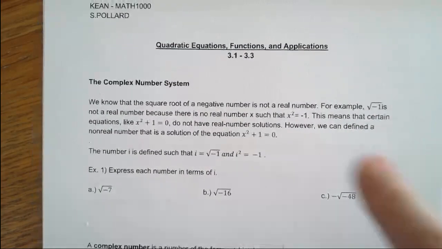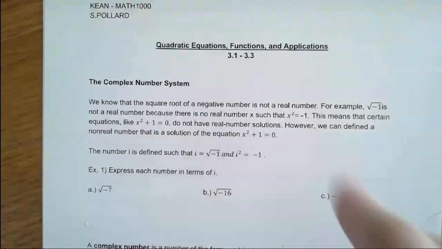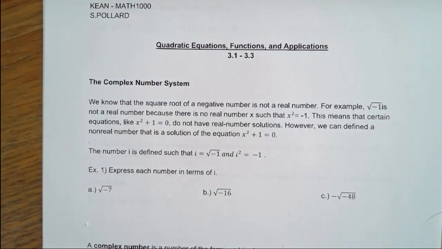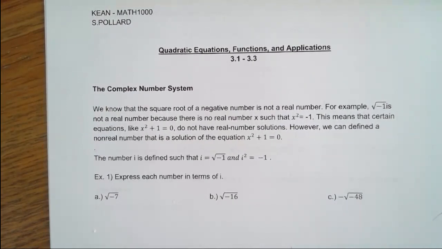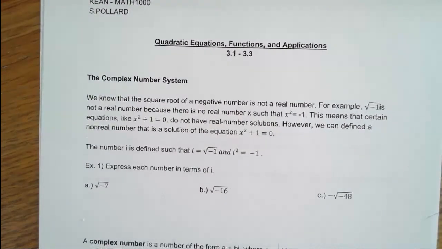So because of this, equations like this, x squared equals -1, would have no solutions. So we do have another number system that we can use to define solutions to these types of equations. And it's called imaginary and also complex numbers. And they're two slightly different things, but they're very similar.